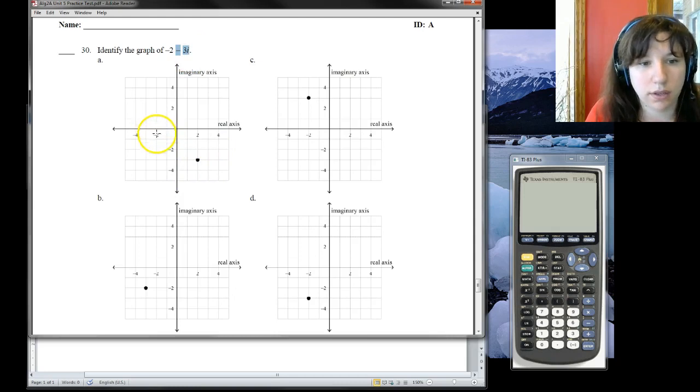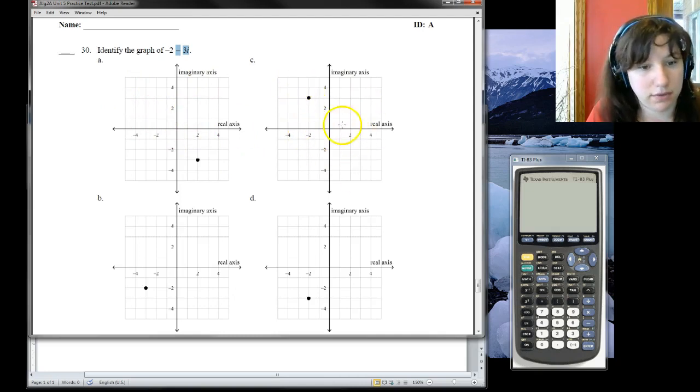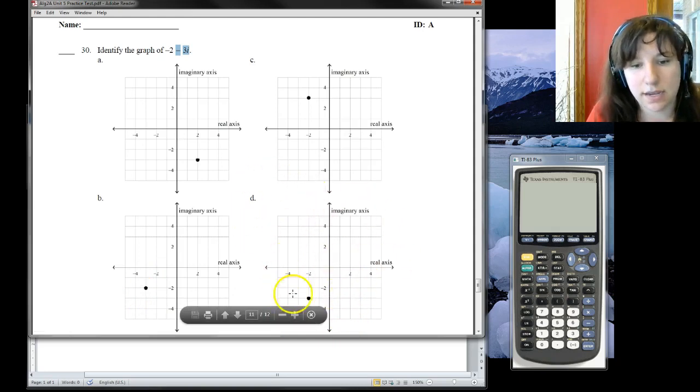This one is at -3, but they did a +2, so that can't be right. This one's at a -2, but they went up to a +3. That's not right. This one, they completely flipped them. It's a -3, -2. That doesn't work. And I can see that D is my only one. The x coordinate is at the -2, and then it goes down to -3.